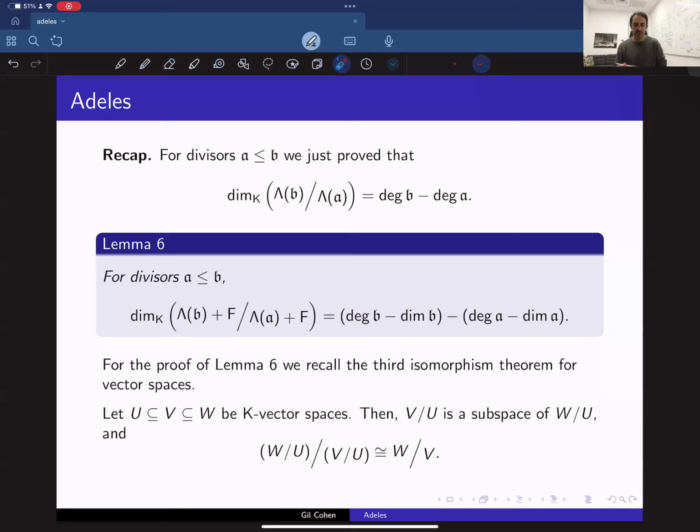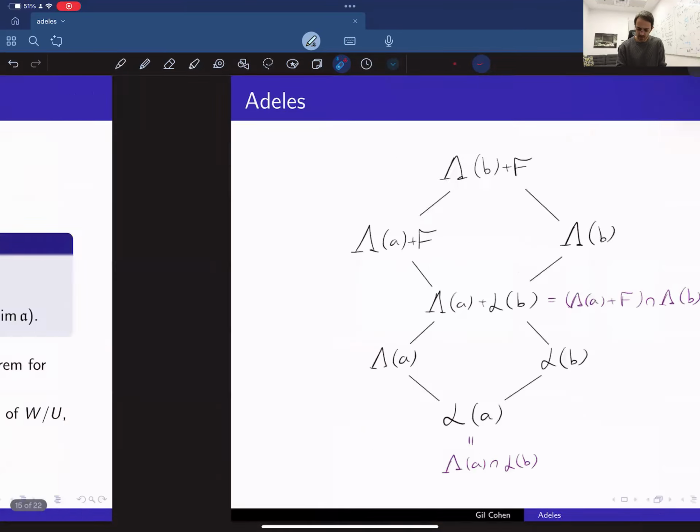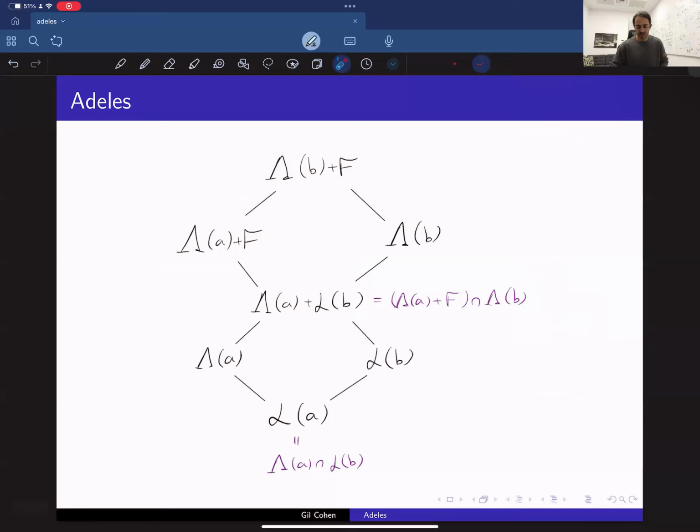So the proof is going to be essentially a proof by picture. And I'm going to use the fourth isomorphism theorem, which looks like this. I think we talked about it last time at some point. In any case, this is the proof by picture. I'm going to add some words to it and everything's written in the notes, but let me start with the picture. So let's start actually with these two spaces.